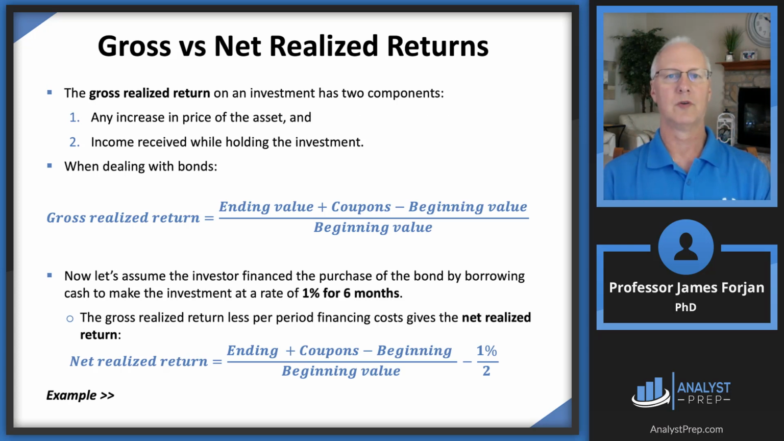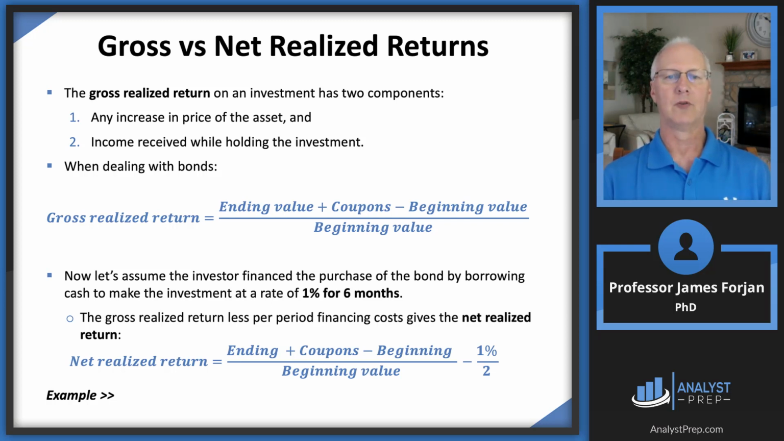Let's get started on gross versus net realized returns. All right, so the gross realized return, gross kind of meaning like total return, realized meaning that you've actually bought and sold the asset. And so it has two components: the capital appreciation, right, increase in the price of the asset, and any income received while holding on to that investment. So with a bond, what do we know? Well, we can buy low and sell high, and we can receive coupon payments. Remember, coupon payments are probably made every 6 months.